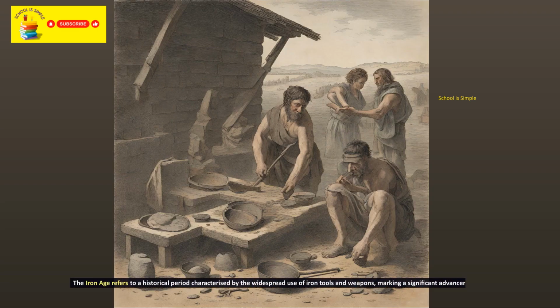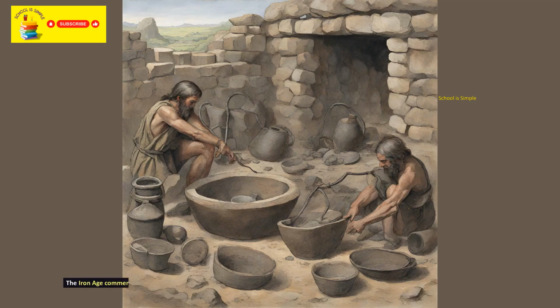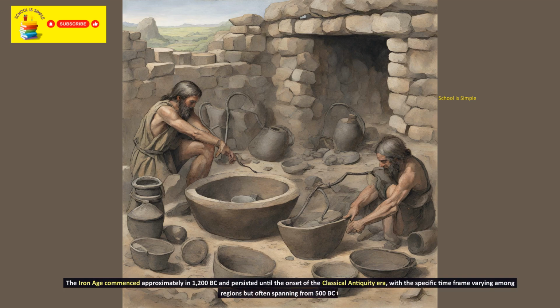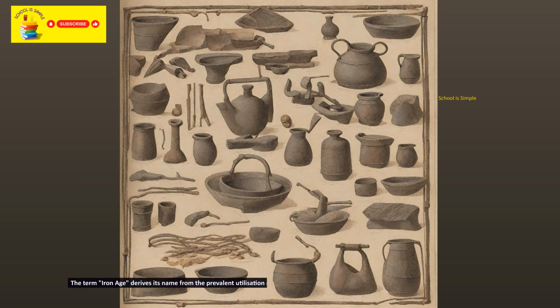The Iron Age refers to a historical period characterized by the widespread use of iron tools and weapons, marking a significant advancement in human technological development. The Iron Age commenced approximately in 1200 BC and persisted until the onset of the Classical Antiquity era, with the specific time frame varying among regions but often spanning from 500 BC to AD 1. The term Iron Age derives its name from the prevalent utilization of iron in the production of tools and weaponry, signifying a notable transition away from the dominance of bronze.